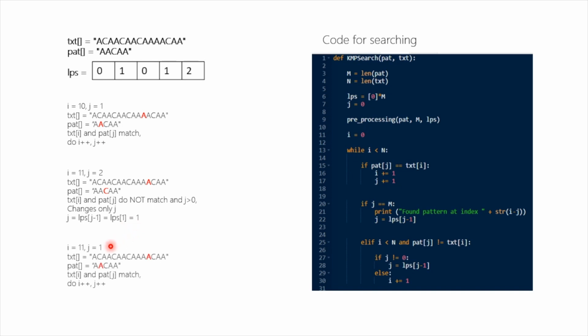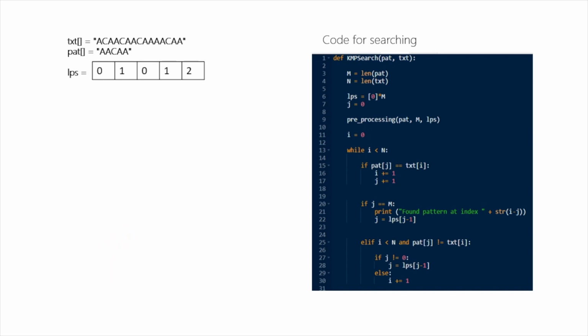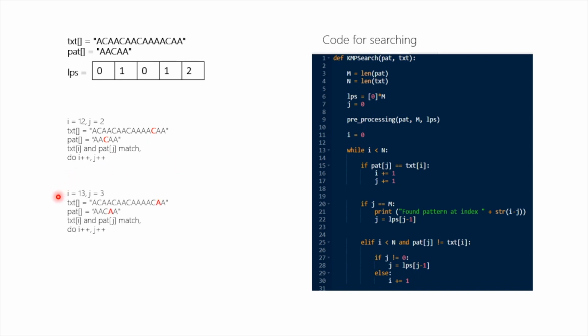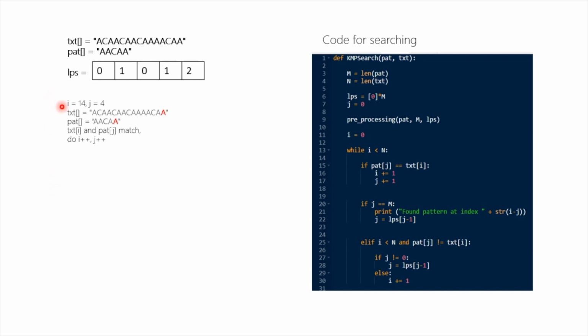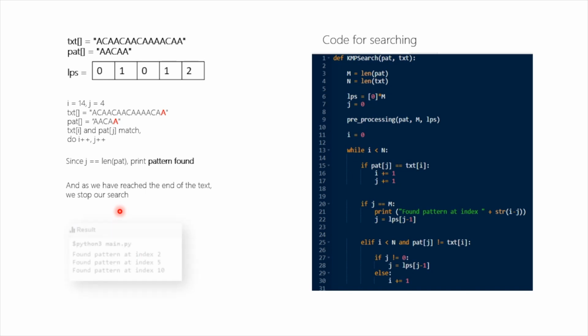Upon changing the value of j, we again start our comparison process. We get a match, so we move ahead. Again we get a match, so we move ahead. At I is equal to 13 and j is equal to 3, we have a match. And then at I is equal to 14 and j is equal to 4, we have a match, and we can see that the value of j is equal to the length of the pattern. So we've again found the pattern, so simply print that. Now we can see that the value of I is equal to the length of the text, which means that we have reached the end of the text and we can stop our search. The final result of this entire algorithm would look something like this.